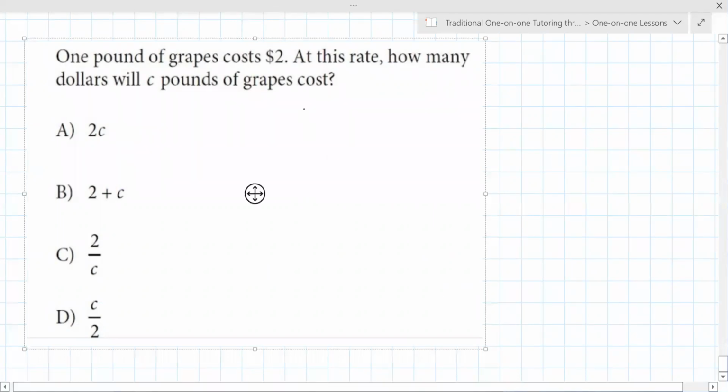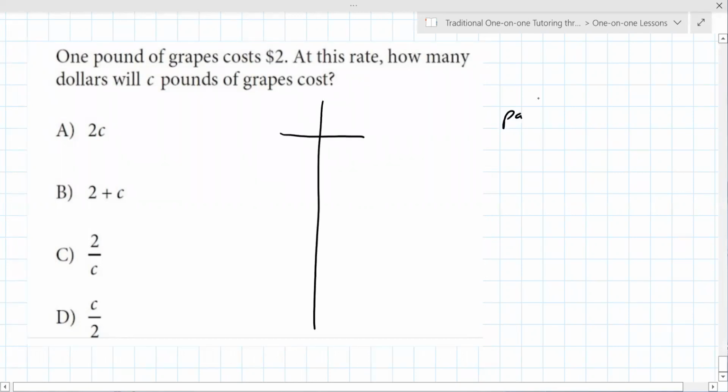So sometimes it's a good idea to make a table to help you see the pattern. Basically, this is a pattern which leads to an equation. So for example, pounds and then dollars. Let's say you want to buy 1 pound of grapes. How much does it cost? $2. That's the first sentence there.